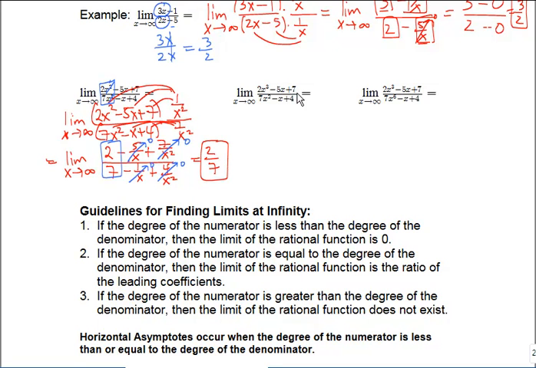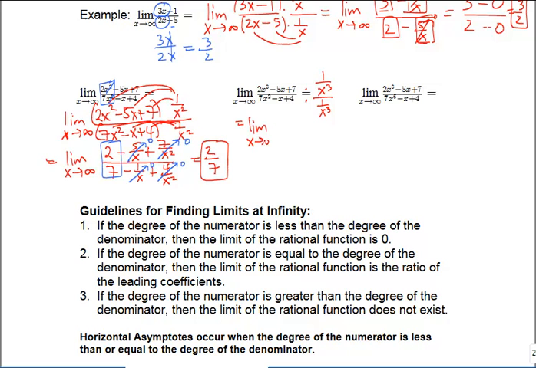Now if we look at the next example, this time we have an x cubed on top and an x squared on the bottom. So what we're going to do is multiply by 1 over the highest power of x, which this time is an x cubed. So I'm going to multiply by 1 over x cubed on the top and the bottom.